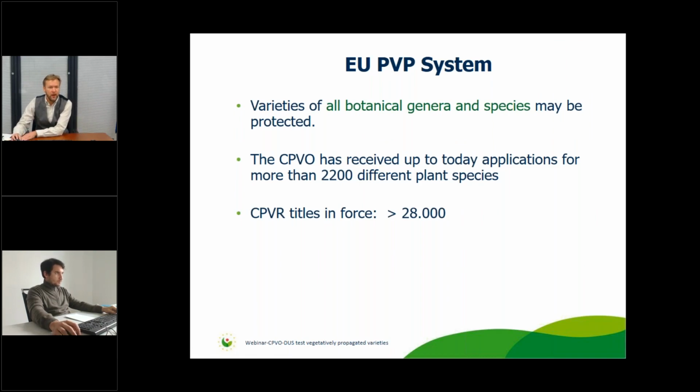Under the European system, all varieties of all genera and species may be subject to protection. In our understanding, mushrooms are also plants. I know this would be heavily contested by taxonomists, as mushrooms are not part of the plant kingdom, but here they fall under the system of plant variety protection. So far, we have dealt with varieties belonging to more than 2,200 species. And out of the nearly or more than 50,000 rights granted, more than 28,000 are still in force.